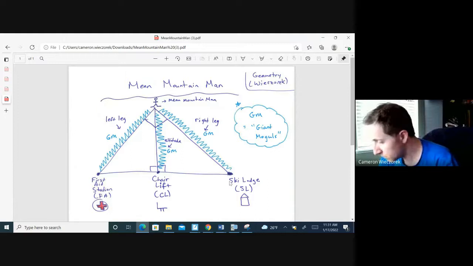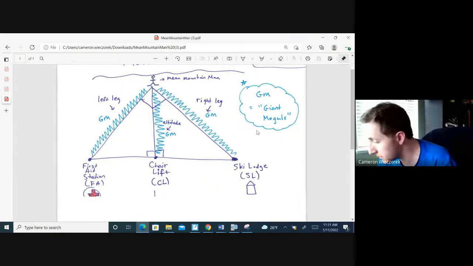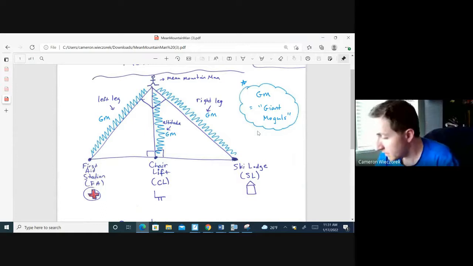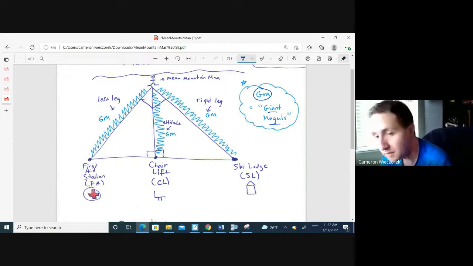So, scenario, here we go. We've got this guy named Mean Mountain Man, and he is a skier. And you'll notice the mountain is the big giant right triangle in this case, and there are three places where there are big snow mounds, which we are labeling GM for geometric mean, but in the context of snow and skiing, that stands for giant moguls. And if you've never skied before, a mogul is a big snow mound that you have to ski around. Okay? So giant moguls is our geometric mean analogy.